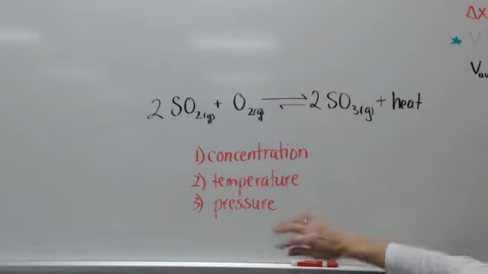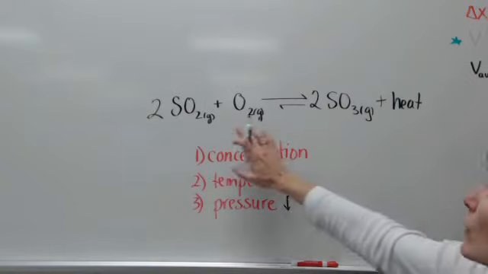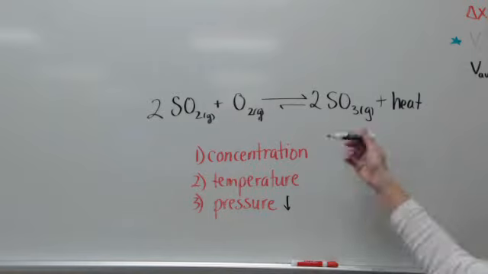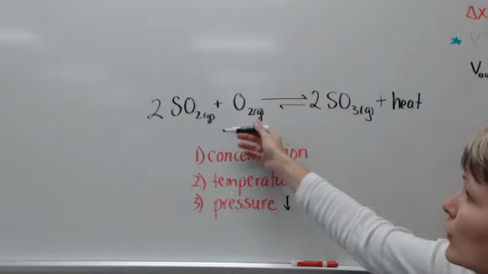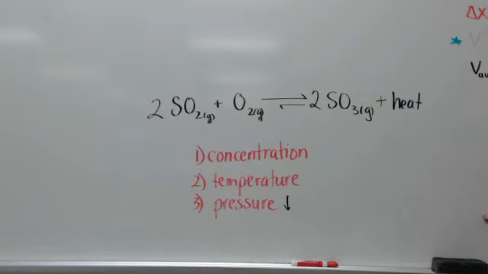If you decrease the pressure, decreasing the pressure is going to favor the larger volume. And so to reduce the stress, you are going to favor the reverse, and you'll have more oxygen and sulfur dioxide produced.